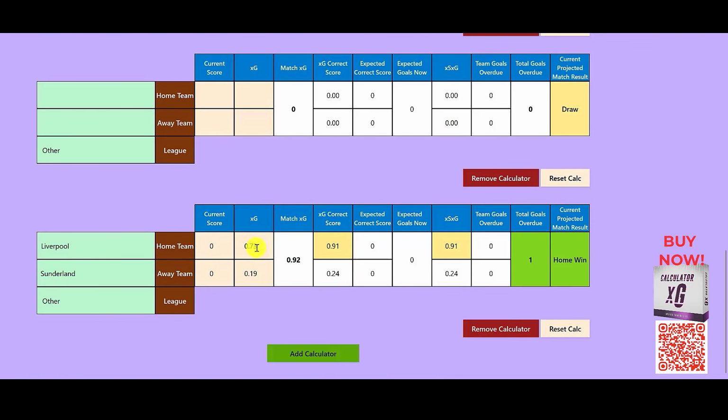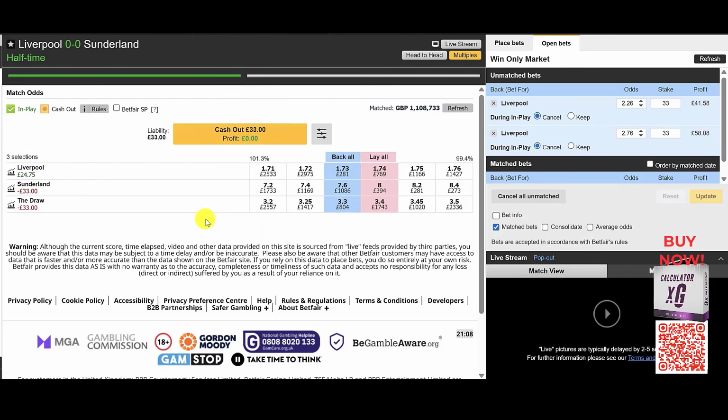It's 0-0, and Liverpool with 0.73 XG, and all these numbers are looking very favourable to Liverpool and a home win. So projected match result at the moment is a home win. Total goals overdue is 1. So we're going to be getting involved on the match odds market.